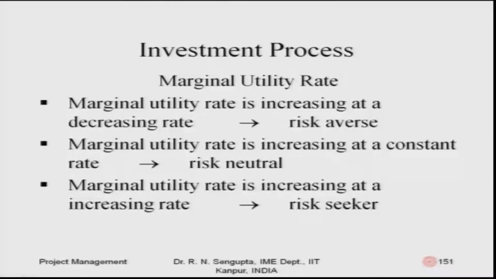Marginal rates increasing at a decreasing rate now means a risk averse person, as I just mentioned a minute back. Marginal rate increasing at a constant rate, which is a straight line, is risk neutral, and marginal rate increasing at an increasing rate, the red one, is a risk seeker.